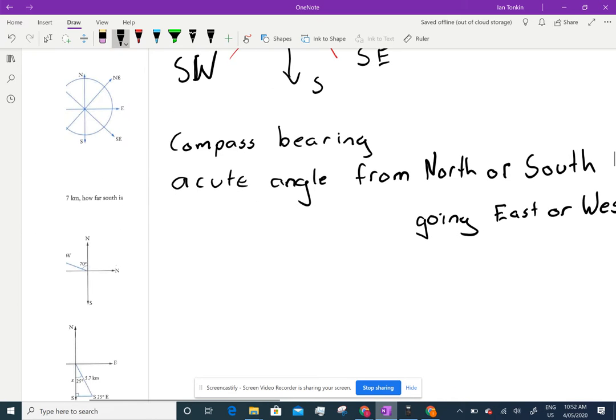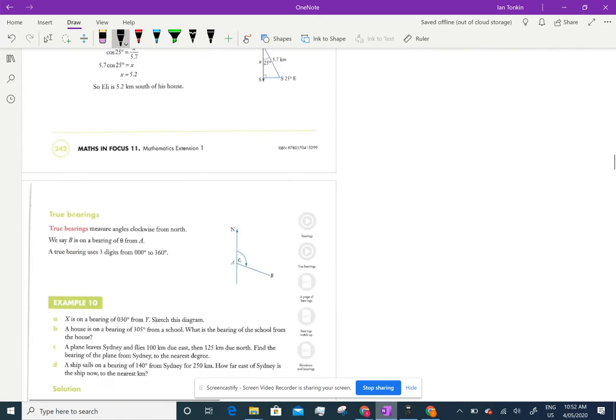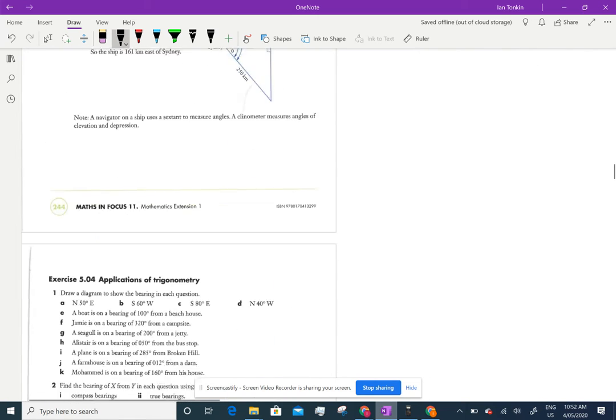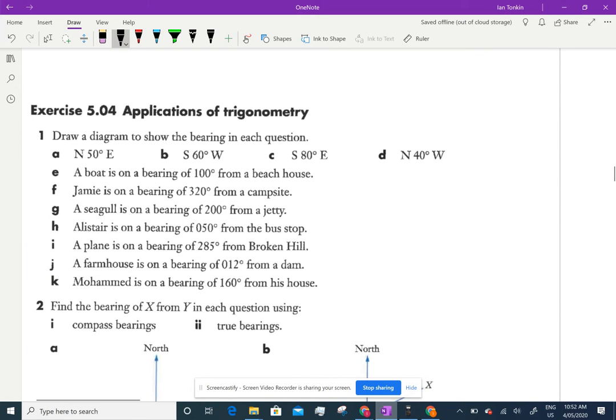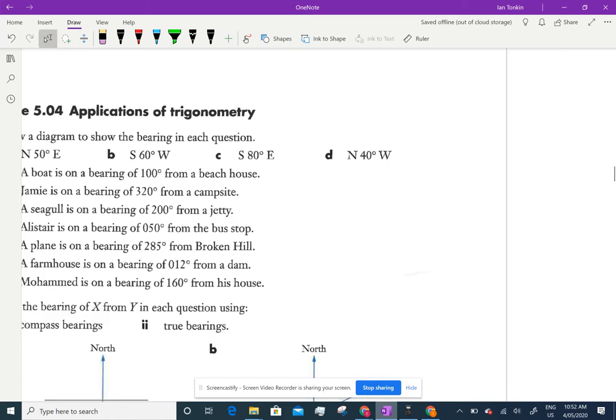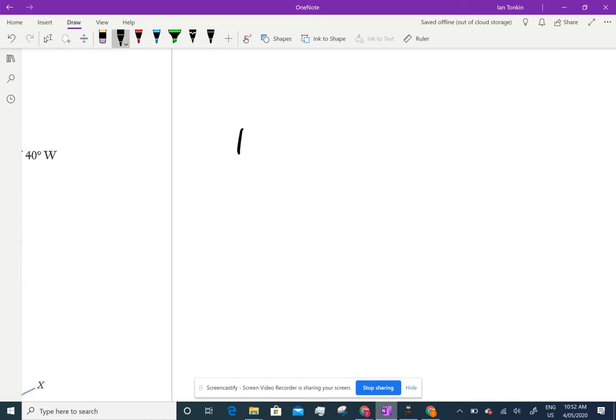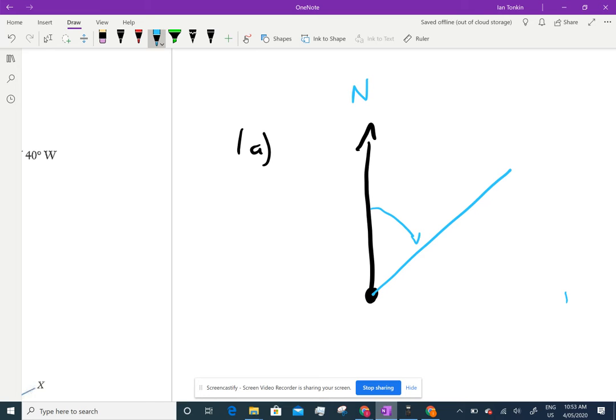So, if we go down here and have a look at some of these questions, in question 1, they say draw a diagram, north 50 degrees east. So question 1A, always draw your north, put a dot there, and then you go 50 degrees this way, because that's north, and east is over here, and that's north 50 degrees east. Now, you don't have to be accurate. You don't have to do it with a protractor.